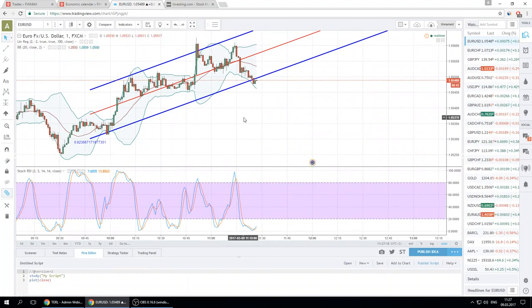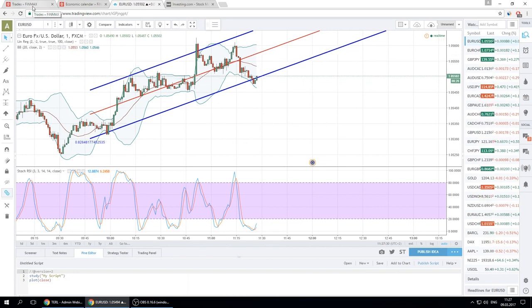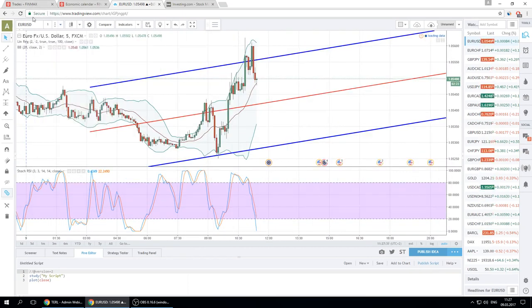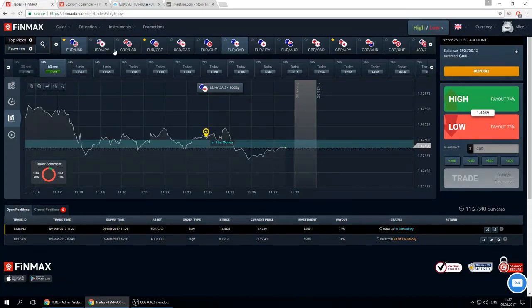Okay, and then 1 minute time frame. Within 1 minute, we see that the direction is changing, so we can try to make money on that. Let's switch to 5. Yep. Euro USD.